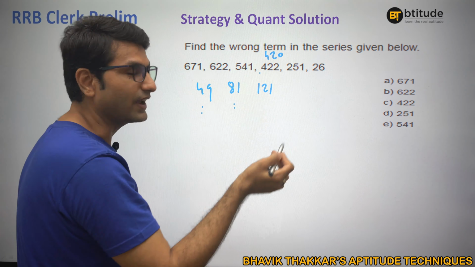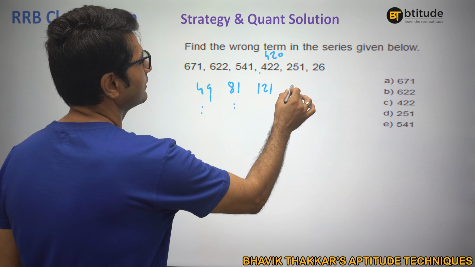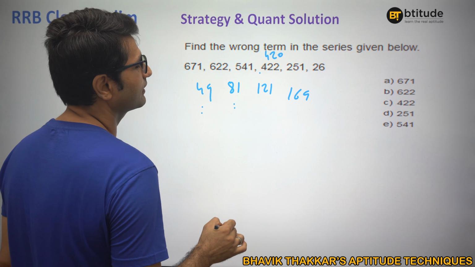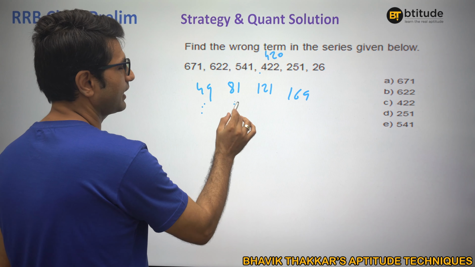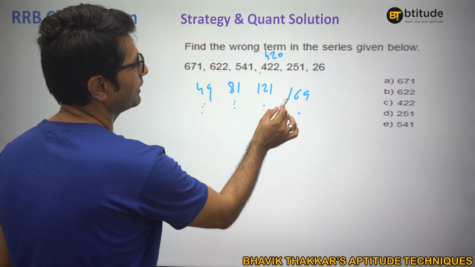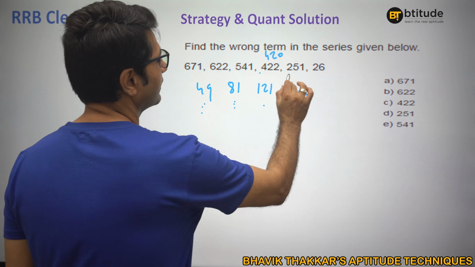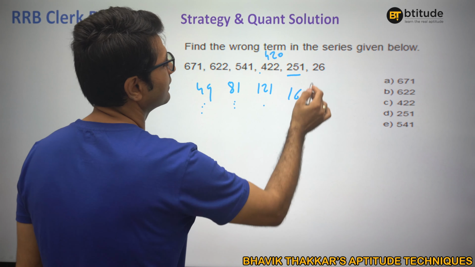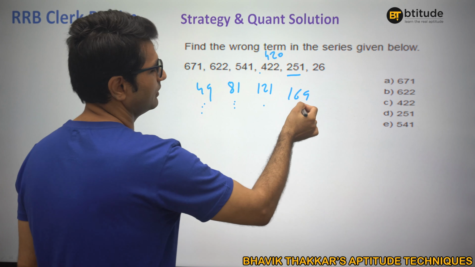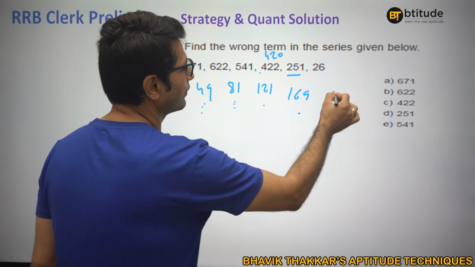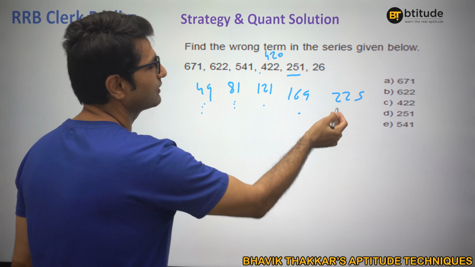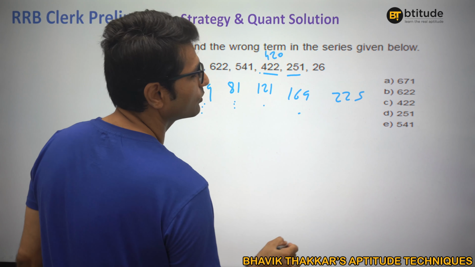Maybe it is wrong. Let us check. Let us further check. Is it 169 lesser? 7, 9, 11, 13. 420 minus 169. Yes, 251. Perfect. And then what is the difference then? Maybe it is what should be it? 25, 225. 15 square. Yes, it is. That means this 422 is wrong.